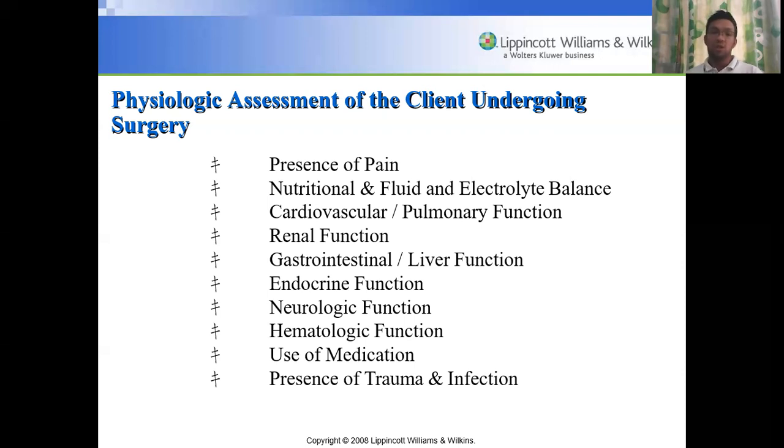Like what I've mentioned, if they have hyperglycemia, the sugar in the blood would be a medium for growth of microorganisms that may be present in the incision site.